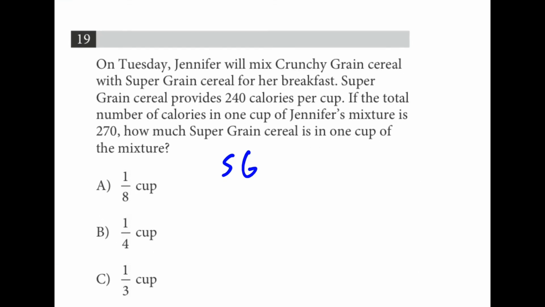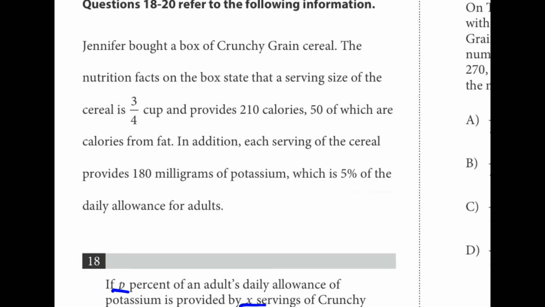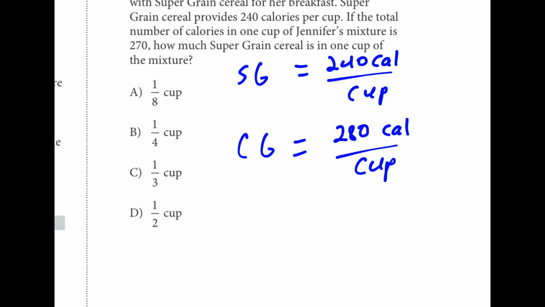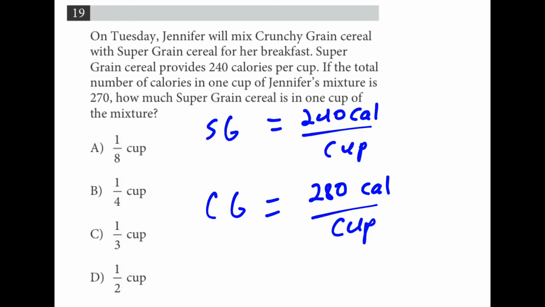So for 19, super grain is 240 calories per cup. And we see over here that for crunchy grain, 3/4 of a cup provides 210 calories. So if we divide this by 3, we get 70, and we multiply it by 4, we get 280. So for crunchy grain, it's 280 calories per cup. And there's a variety of ways to do this from here. You might notice that if it was half and half, there'd be 260. So since we have 270, there's more of the crunchy grain than the super grain.